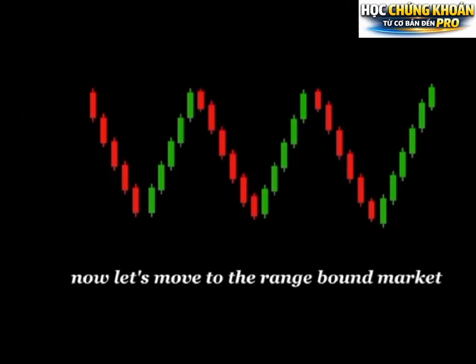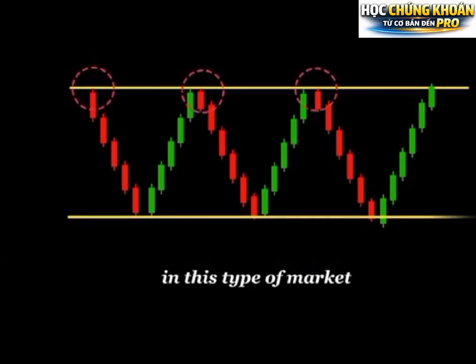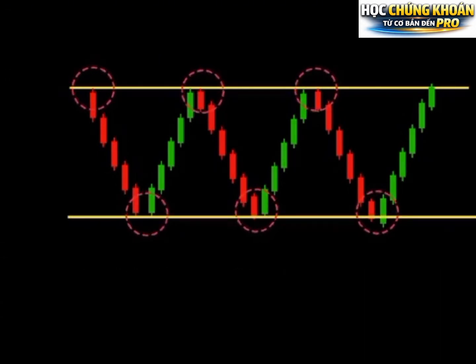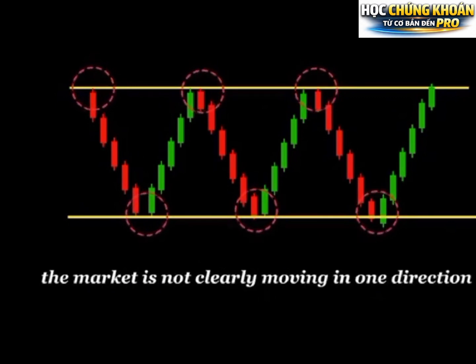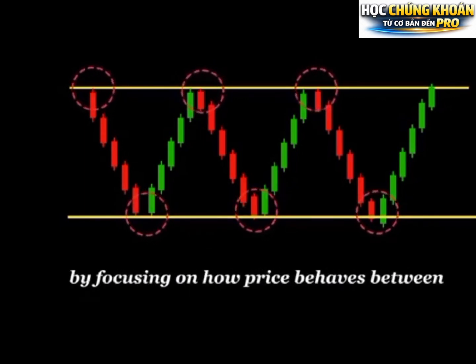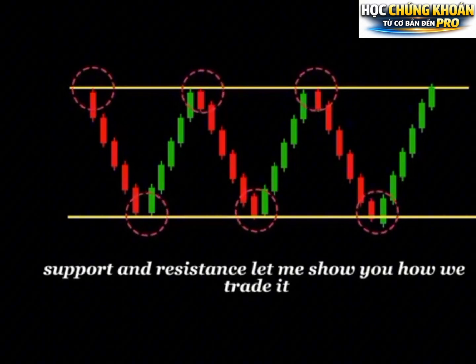Now let's move to the range-bound market. In this type of market, we do not apply the TLS method in the same way we do in trending conditions. The reason is simple. In a range, the market is not clearly moving in one direction, so the concept of following a trend becomes less effective. Instead, we approach the market differently by focusing on how price behaves between support and resistance. Let me show you how we trade it.